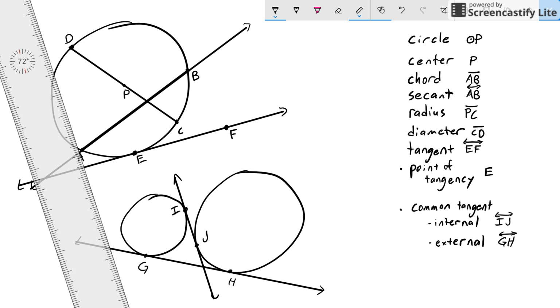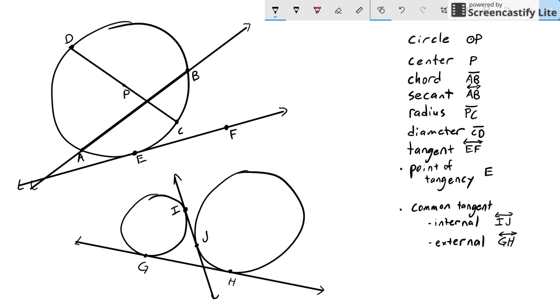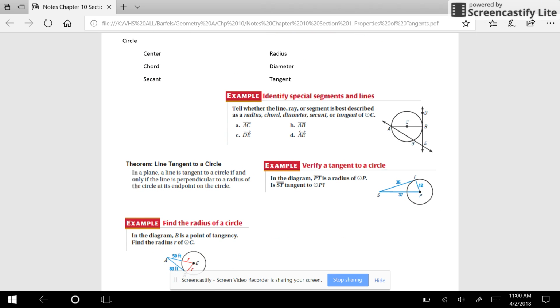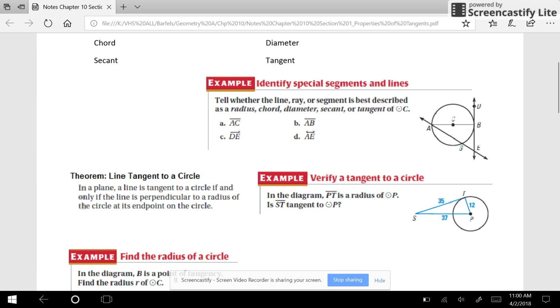So here's a picture of each of those different types of segments and points that is referred to on your notes sheet. So I'm going to go ahead and go back to our notes sheet now, and we have some examples there that use this, where we kind of just have to identify what's in the picture. So this first example here, we have a part A, B, C, and a D. We have to identify what each one is.